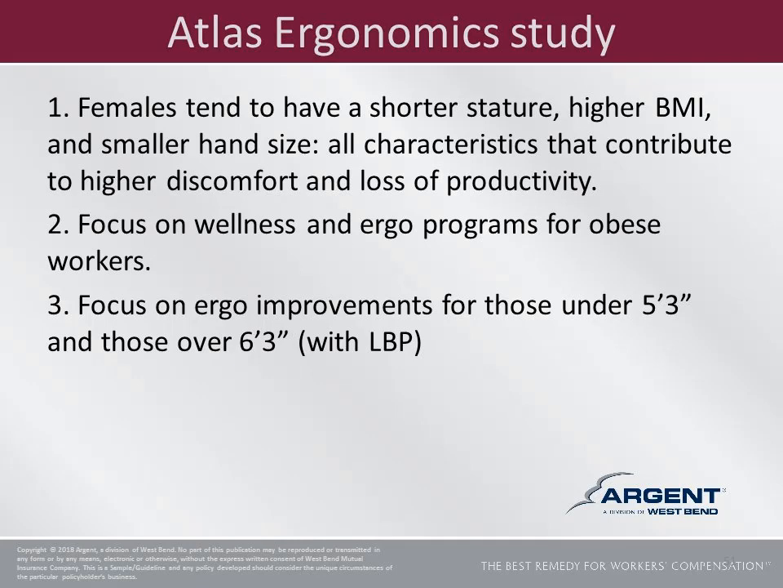And there's a whole lot of results that came out of this. So what I have here is just some of the summaries of the study. But generally, females tend to have a shorter stature, a higher body mass index, and a smaller hand size. All of these characteristics contribute to higher discomfort ratings as well as loss of productivity ratings.